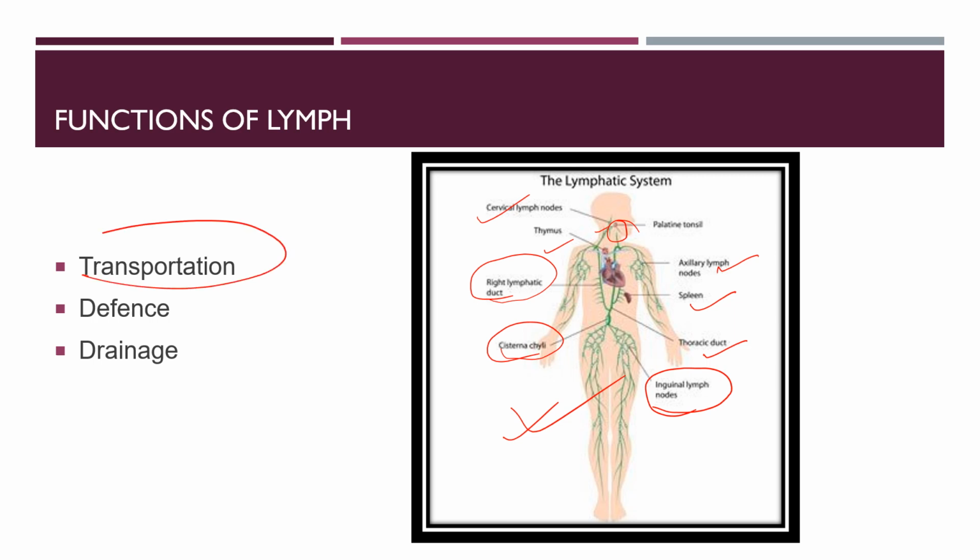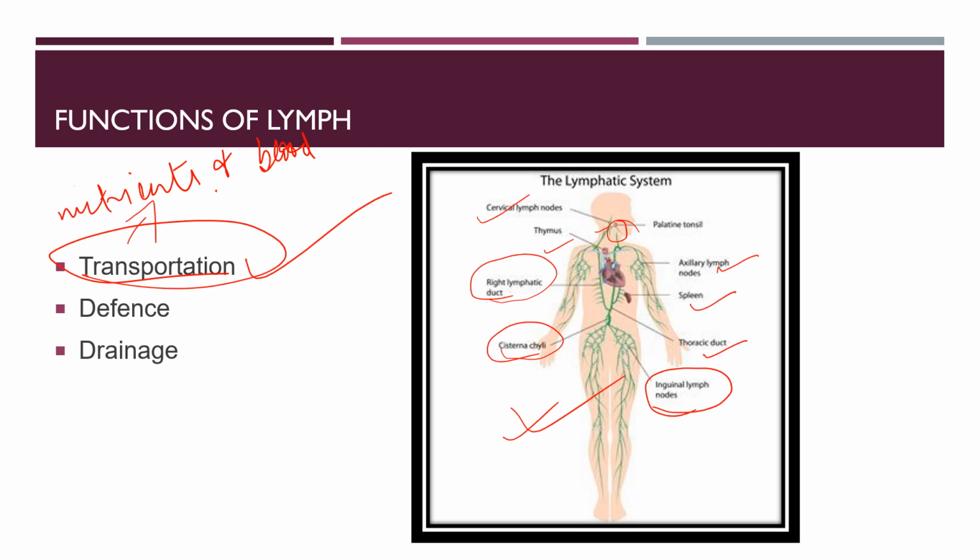Now the first important function of lymph is transportation. So what does lymph transport? Lymph helps in transporting the nutrients as well as hormones to the body cells. As blood does, lymph is also doing the same thing, transporting the nutrients to different body cells.